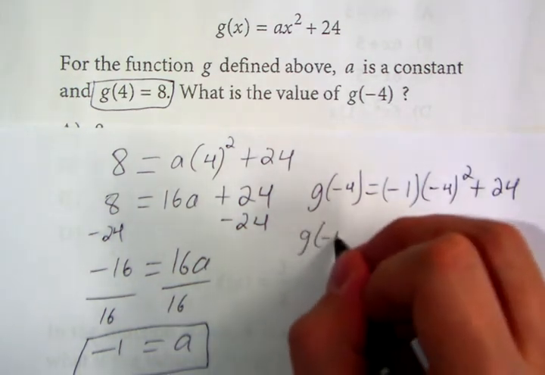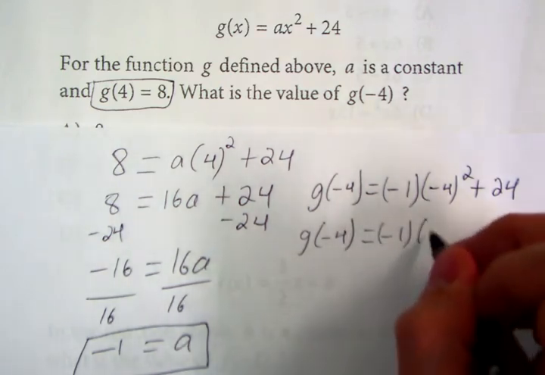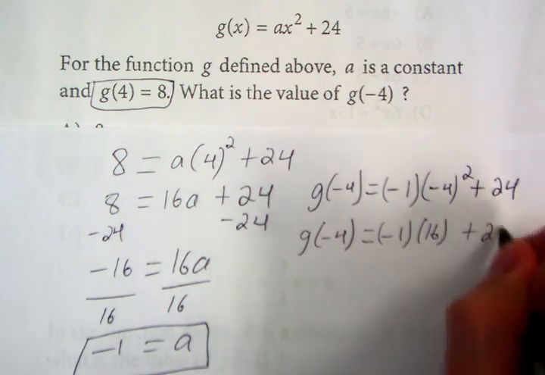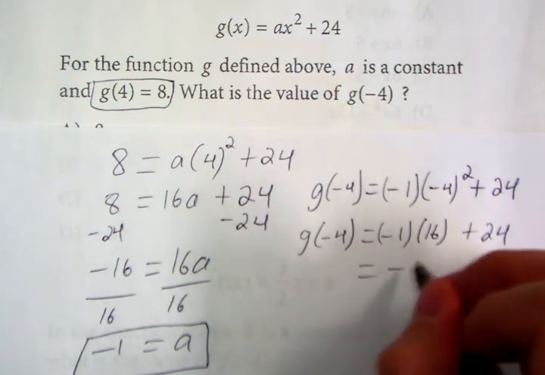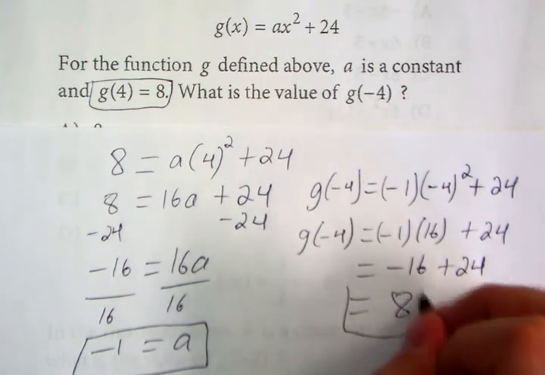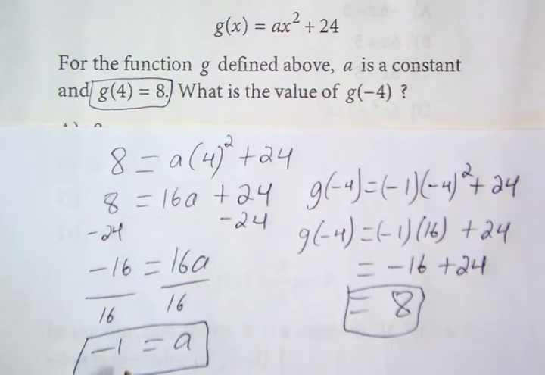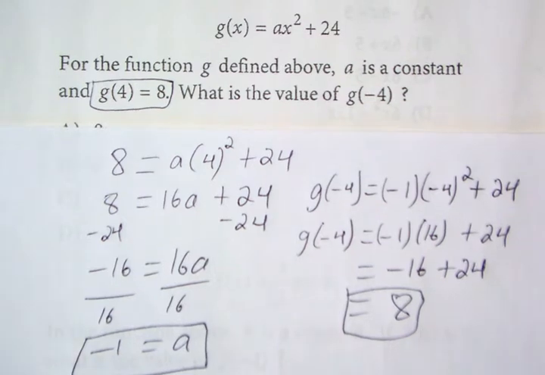So g of negative 4 is equal to negative 1 times 16 plus 24, which is equal to negative 16 plus 24, which is equal to 8. They try to confuse you because you'll notice negative 1 is one of your answer choices. That's not the final answer though. If you stop there, you'll get it wrong.